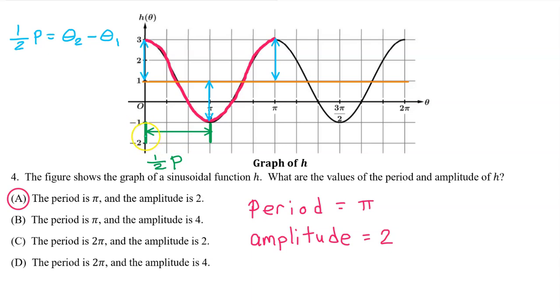We can think of the horizontal distance between consecutive max and min as theta 2 minus theta 1. So 1/2 the period is equal to theta 2 minus theta 1, the input values of the max and min. Multiplying both sides of this equation by 2 gives us the equation period is equal to 2 times theta 2 minus theta 1. Let's use this equation to find the value of the period in problem number 5.